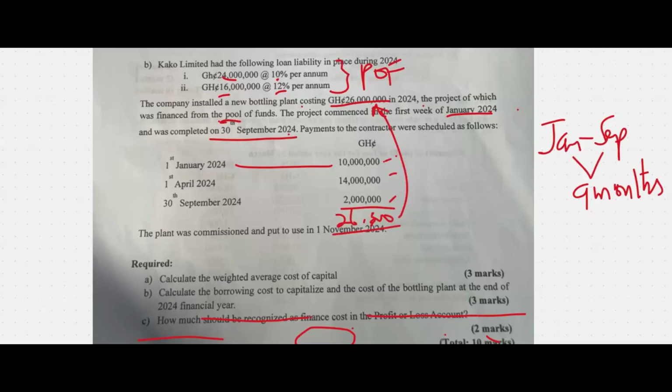But they wouldn't pay the 26 upfront. They will pay it in tranches. Tranches mean they'll pay it in pieces or in bits. So they will first give the contractor on 1st January 10 million. He will be left with 60 million. And on 1st April, they will pay an additional 40 million. And on 30th September, they will pay the balance of 2 million. Are you good? All right.